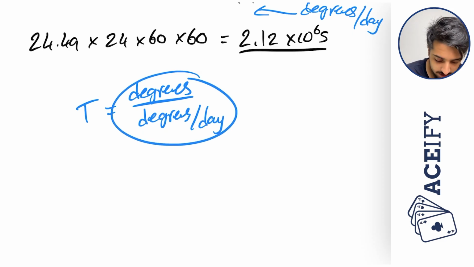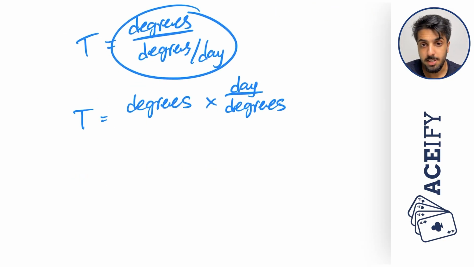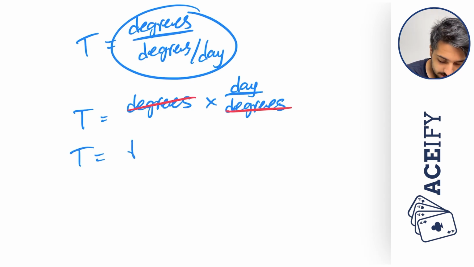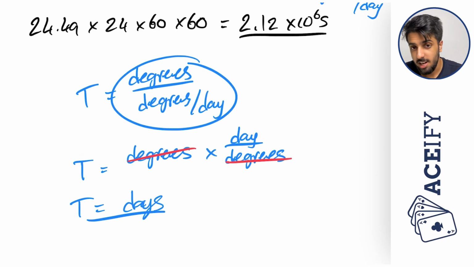Now, we can redraw this as T is equal to degrees multiplied by day over degrees. That's some basic level 1 maths, I assume. And so now that we have degrees on the top and on the bottom, we can cancel these out. And we get our period is in days. So that is how I know that our period is in days. And you can use this strategy to double check your units in case you don't know what to put. And if you want to learn more about this, I have a video on dimensional analysis on my channel. I think it's the first video I made.